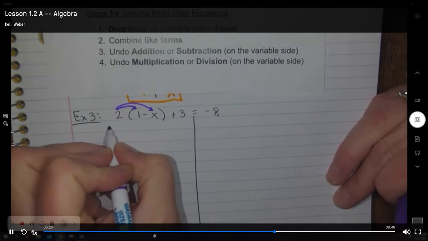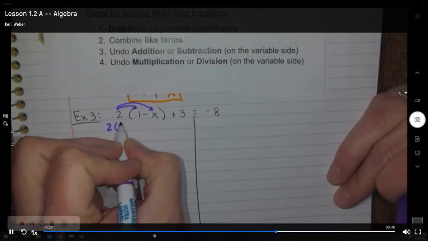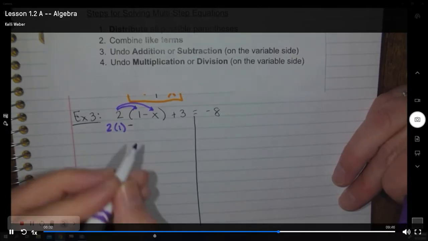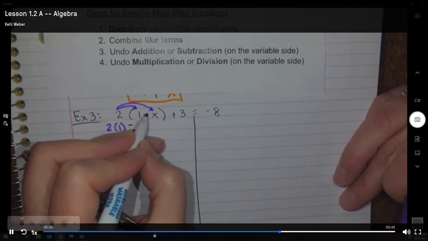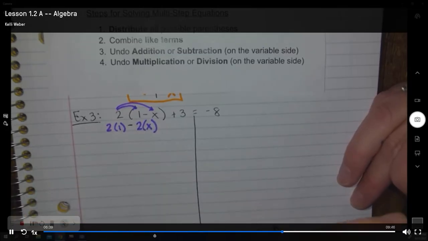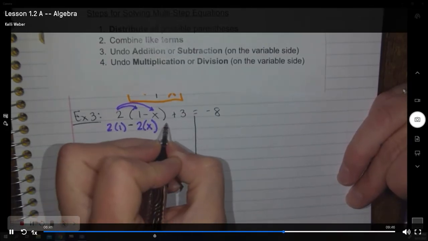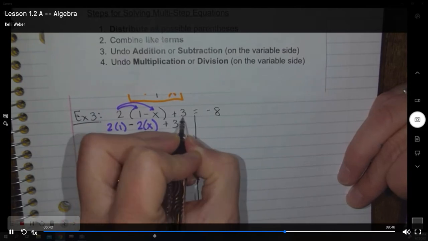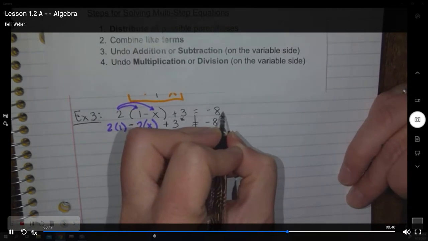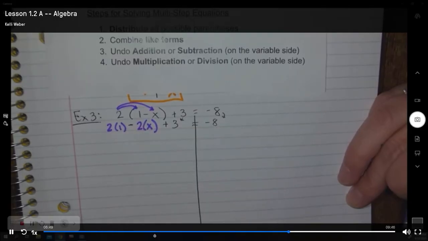So we're going to have 2 times 1 minus, this minus comes from here, minus 2 times x. And then we haven't used that plus 3, so we're just going to rewrite it for now. And we didn't use that plus 8 yet, so again, we're going to rewrite it.